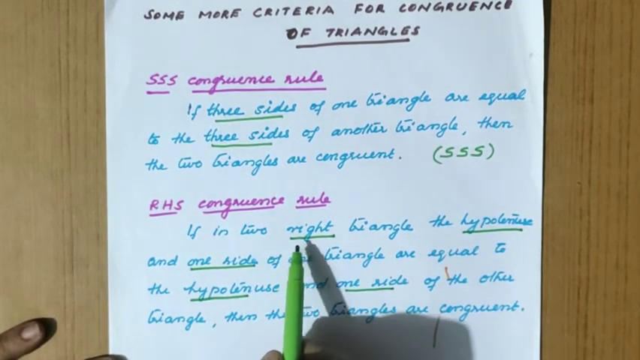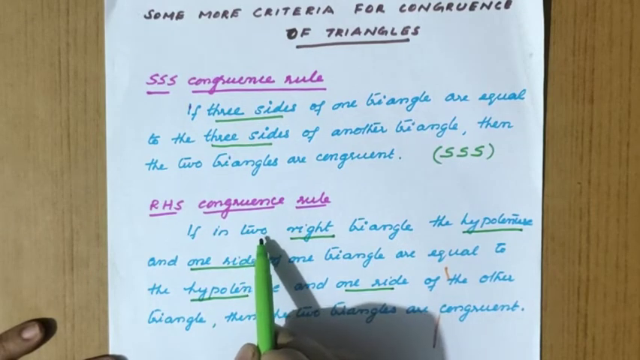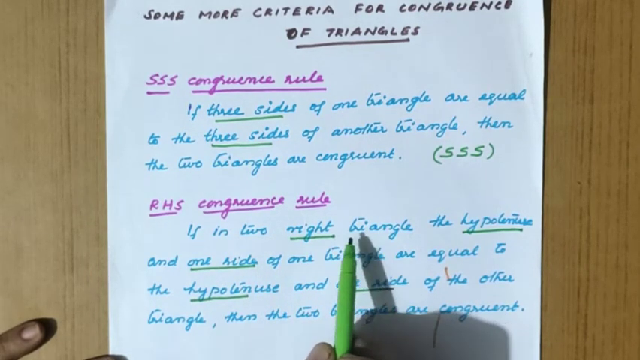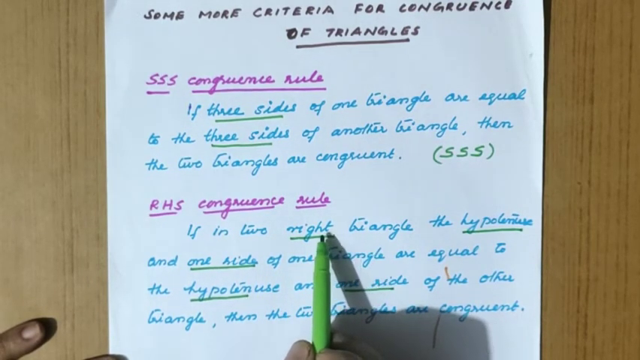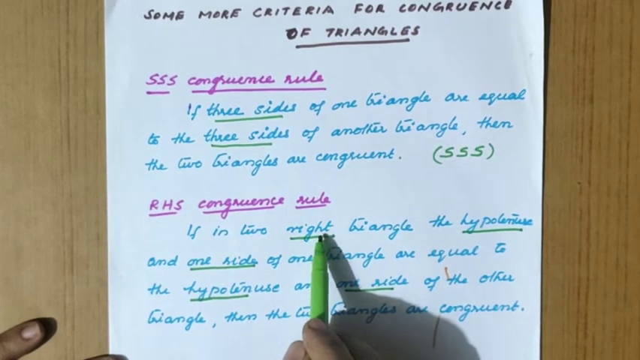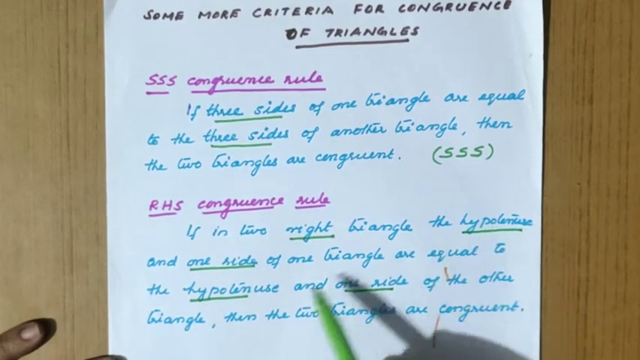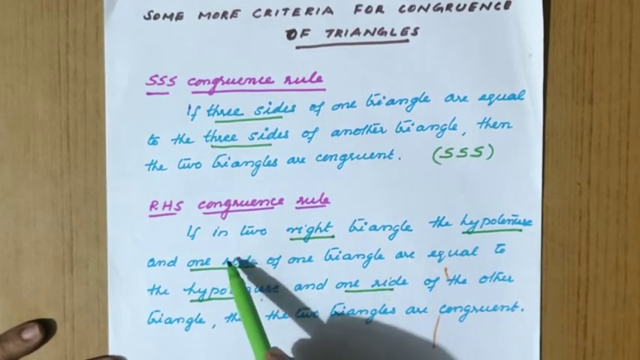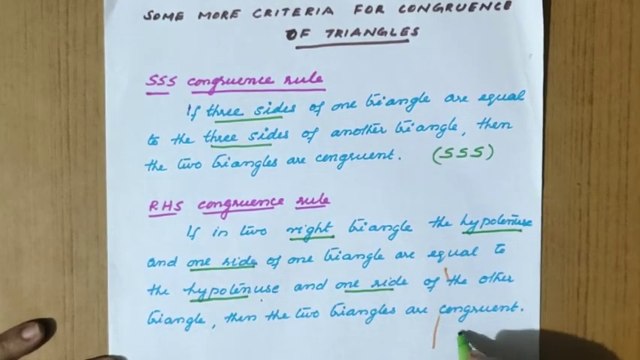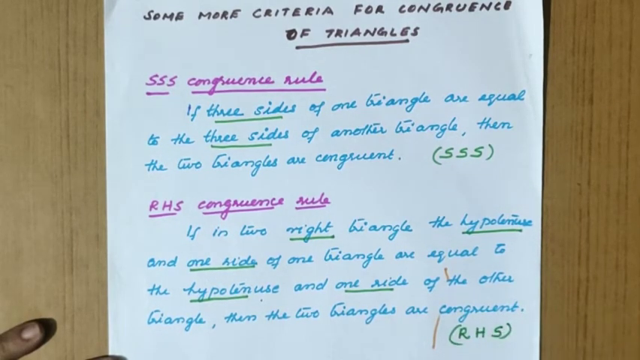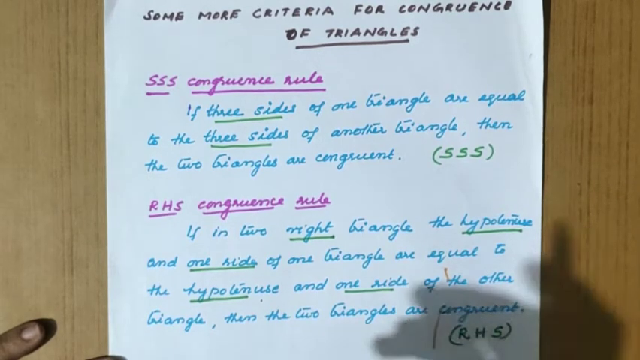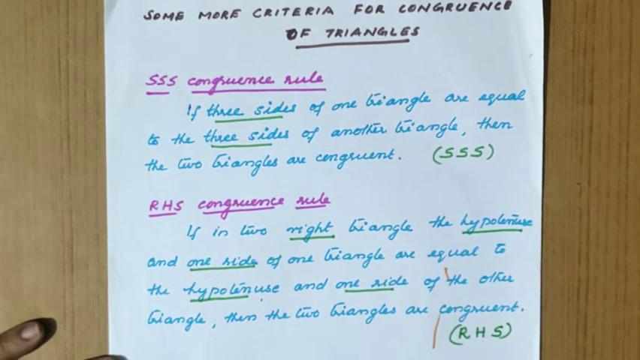So the statement itself says in two right triangles, that means one angle is definitely 90 degrees. One angle is 90 degrees in both the triangles. Then what should be compared? The hypotenuse and one side are to be compared. So R means right angle, H means hypotenuse, S means side. So the RHS criterion. We have to study the statement only.